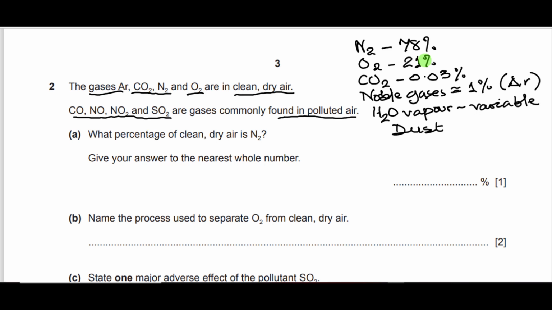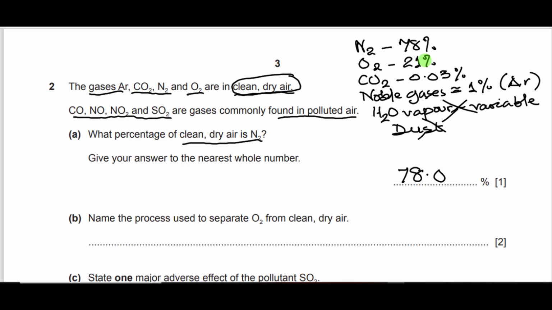But the question tells us that the air is clean and dry, which means that water vapor and dust have been removed. Fine. Let's now move to our question. What percentage of clean, dry air is nitrogen? So for clean, dry air, the percentage of nitrogen is 78.0%. Because we are asked to give our answer to the nearest whole number, that's 78%. You can say 78% or 78.0%, whichever one.